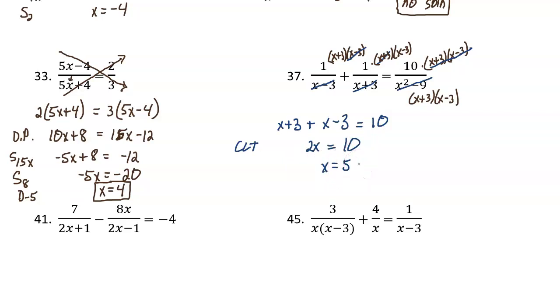Now in the original problem, there were variables in the denominator. We need to check this in there and make sure that it's in the domain, that it doesn't create a 0 in the bottom when we plug it in. So 5 minus 3 makes 2. That's okay. Right here, 5 plus 3 makes 8. That's okay. And over here, 5 squared is 25. 25 minus 9 does not make a 0 either. So 5 is okay.